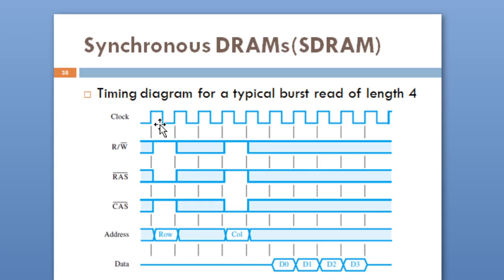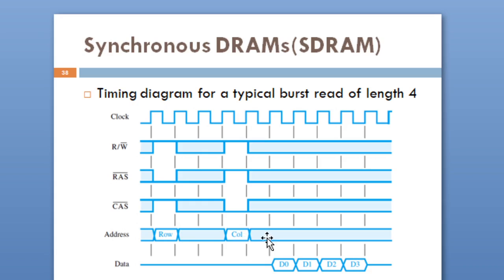In the first rising edge of the first clock cycle, and it takes 2 clock cycles for the memory unit to read this row address. Actually it takes 5 to 6 clock cycles. To make this diagram simple, we have taken only 2 clock cycles. So after these 2 clock cycles, the column address is placed on the address bus, and it takes 1 clock cycle to read this column address by the memory cell.